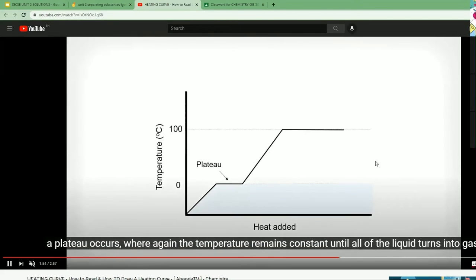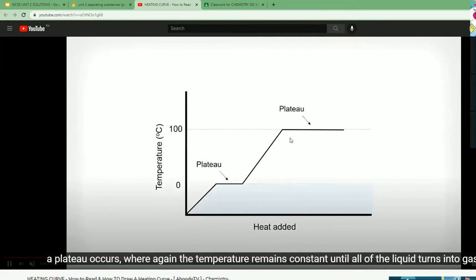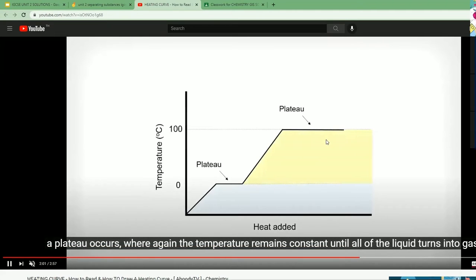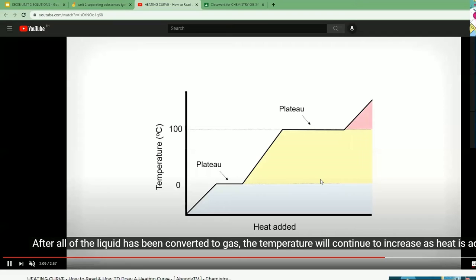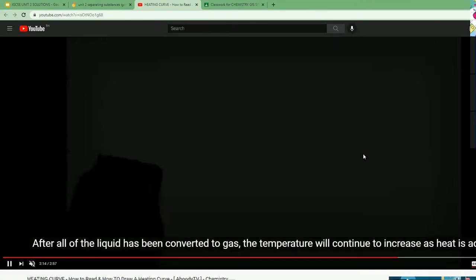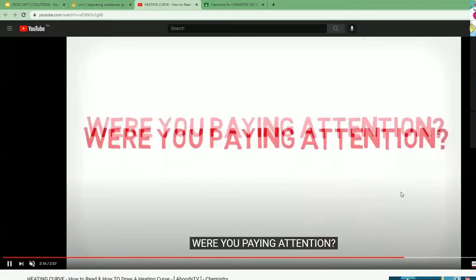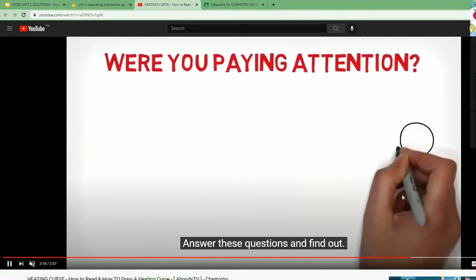To turn to a gas. Exactly. Now that heat will be used to convert that liquid to gas, and that's why the temperature is constant here. Okay? It will use that heat to convert the liquid to gas. Now, if you continue to increase the heat, the same things will happen. Okay, now let's see if you can answer these questions.